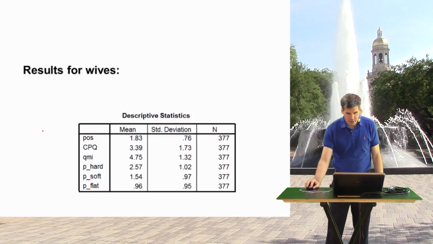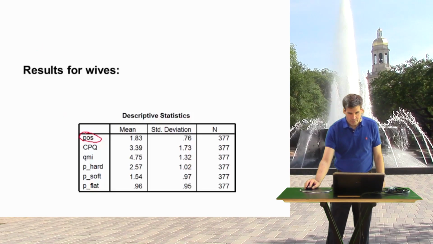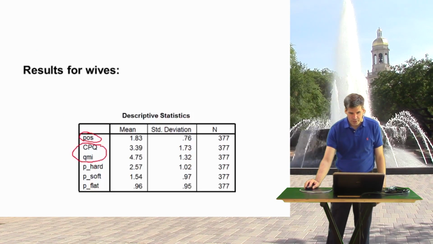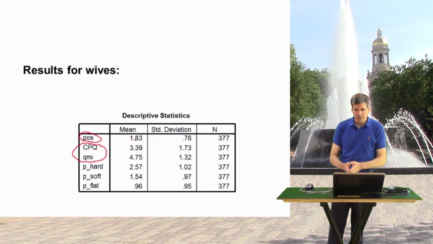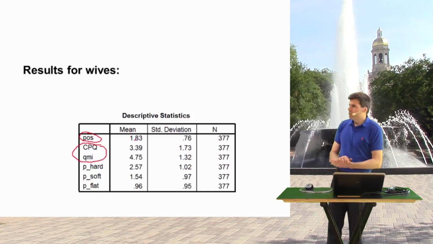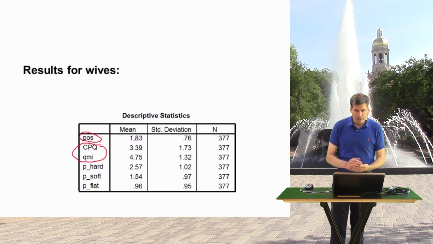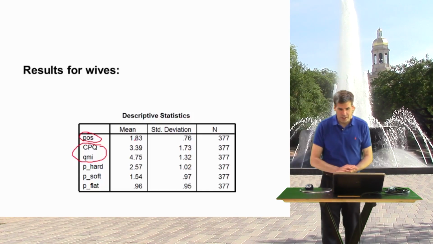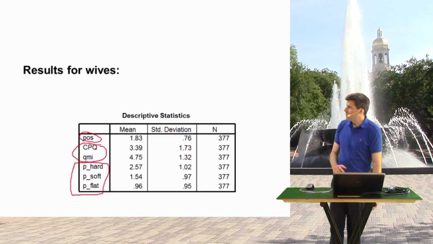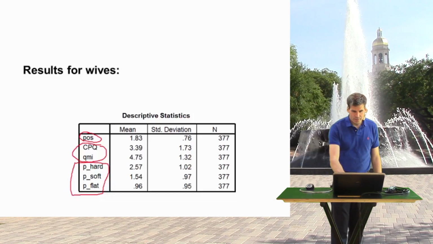Showing we have the 5 variables: our outcome variable, self-reported positive communication; our 2 variables measuring your response bias, or that extent to which you have this mono-method response bias, CPQ, measure of relationship conflict, and QMI, measure of relationship satisfaction; and then the 3 variables measuring perceptions of partner emotion: partner hard emotion, partner soft emotion, and partner flat emotion.